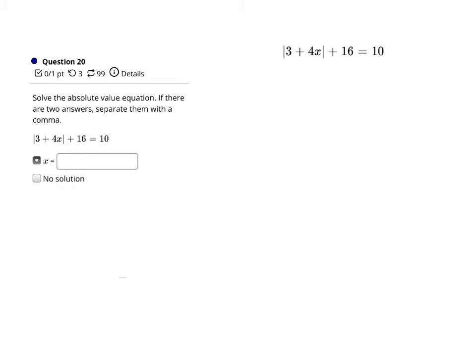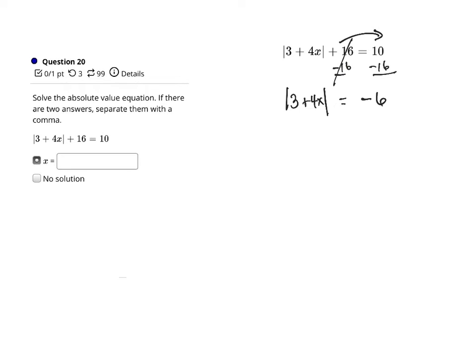This absolute value problem has more terms in it. You want the absolute value part by itself on one side of the equal sign and everything else on the other side. So this plus 16 needs to go to the other side. The opposite of adding 16 is to subtract 16. So we're going to subtract 16 from both sides. So we still have 3 plus 4x in the absolute value symbols. Those are the straight symbols. This goes away, and 10 minus 16 gives us a -6.